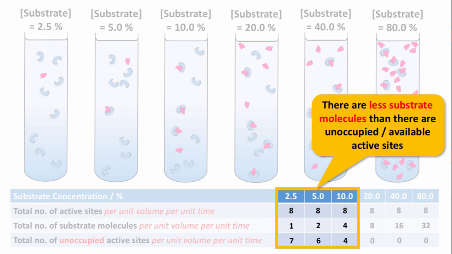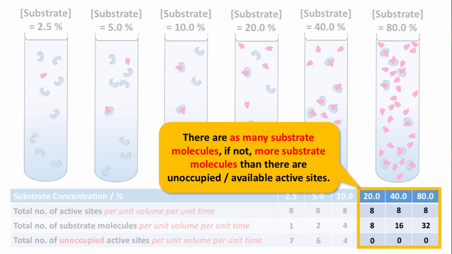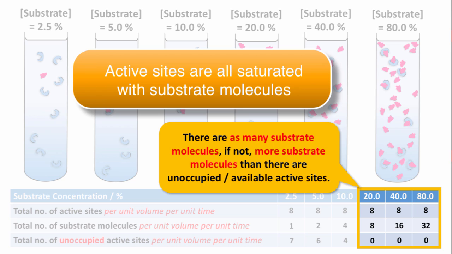So let's just have a quick summary. You notice that at low substrate concentration, where there are much fewer substrate molecules compared to enzyme molecules, the active sites are not saturated. However, at higher substrate concentration, where there are as many substrate molecules as there are enzyme molecules, the active sites are all saturated.